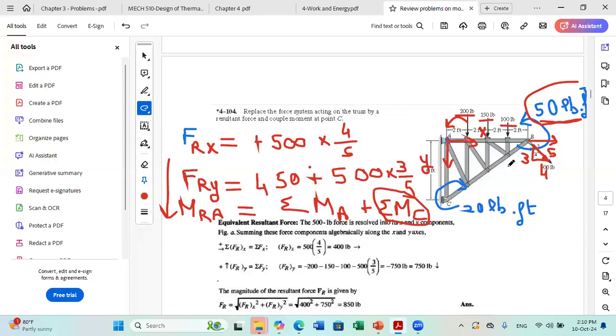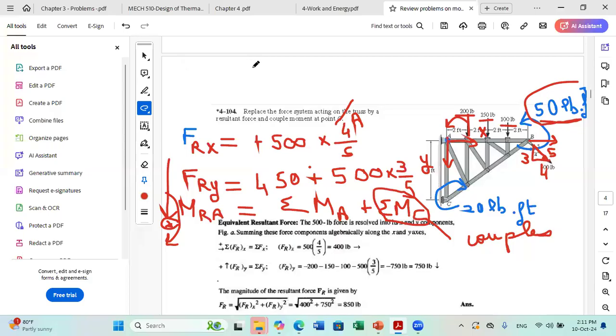Now, you should select a positive direction. Let us consider, for example, that the clockwise direction is considered as positive. So what do we have here? Let us look at our figure. In the clockwise, we have plus 200 times 2 for the first force.